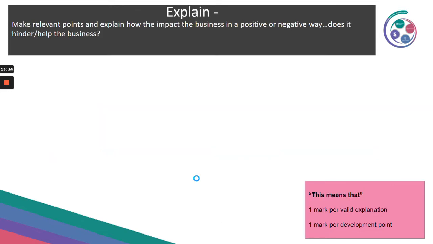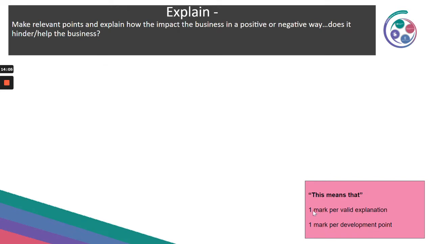Moving on to our next command word, it's explain. Explain questions ask you to make relevant points and explain how they impact the business in either a positive or a negative way. So in other words, asking yourself the question, does it hinder the business? Does it make things more difficult? Or does it help the business? Does it make things easier or more positive? Now, for explain questions, you gain 1 mark per valid explanation, and again, 1 mark per development point.